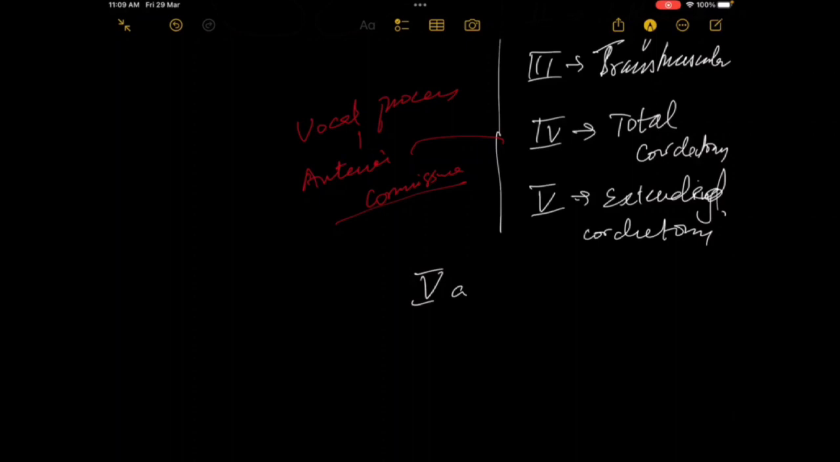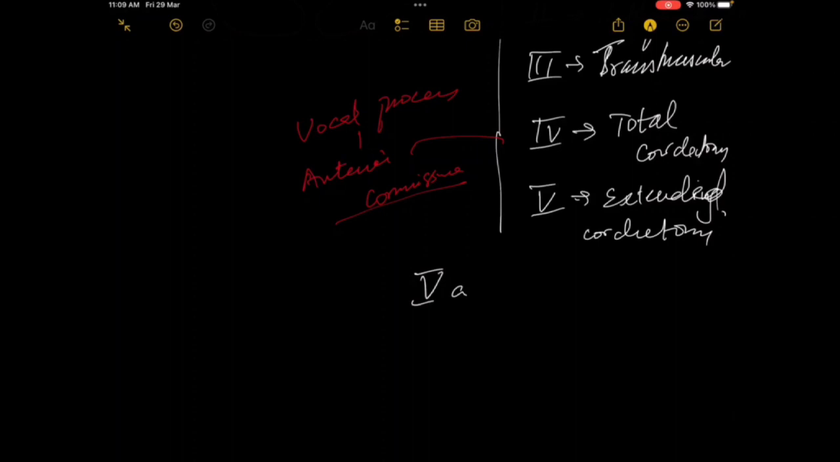Now type 2 is subligamental, in which we will also remove the vocal ligament. So we will be removing the epithelium, Reinke's space and the vocal ligament. Now type 3 is transmuscular, which means we are removing all the layers of the vocal cord, including the vocalis muscle. So we are removing through and through.